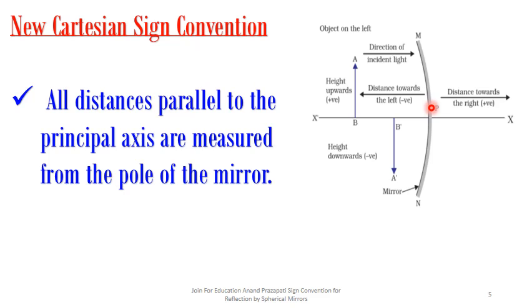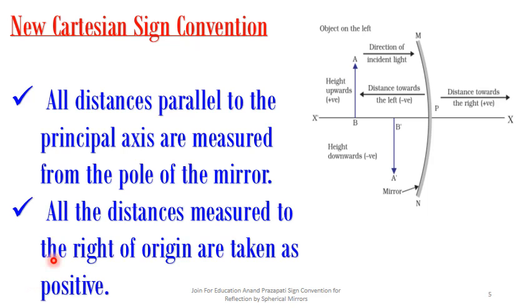All distances measured to the right of the origin are taken as positive. It means that P X is taken as positive, whereas P X dash is taken as negative. So all the distances measured to the right of the origin are taken as positive. So it is very clear.